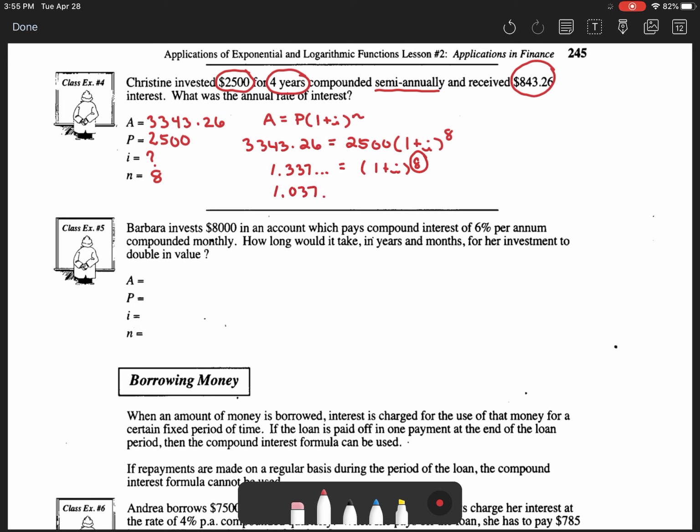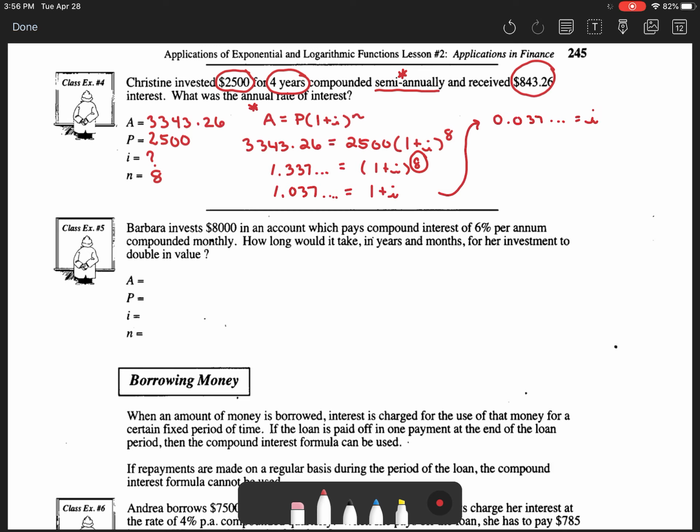Okay, so when I do that, I'm going to go 8 math of the answer. Okay, and I'm going to get 1.037, and again, etc. now equals 1 plus I. Okay, that's what happens when I take the 8th root of each side of the equation. Now from there, I want I, so I'm going to subtract 1 from each side of the equation. That'll leave me with 0.037, etc. equals I.